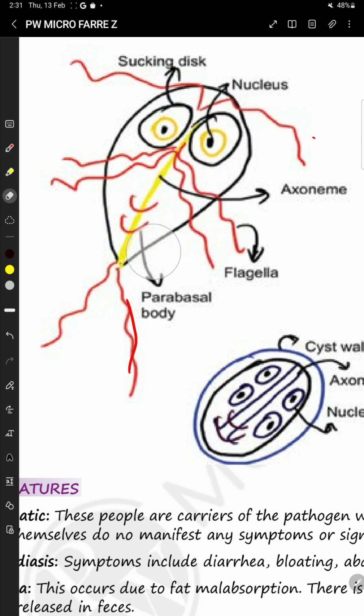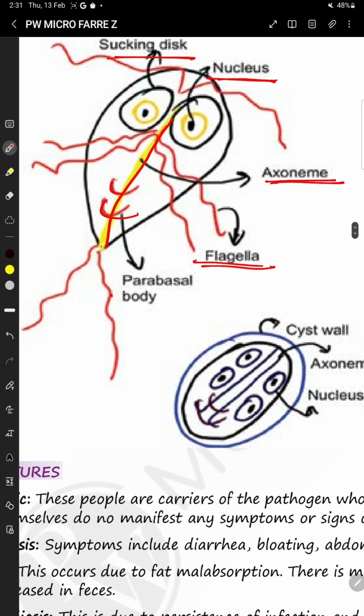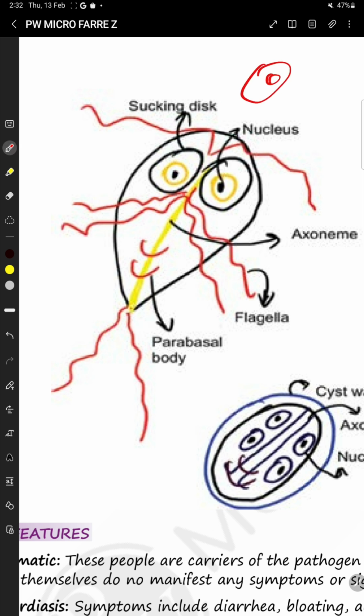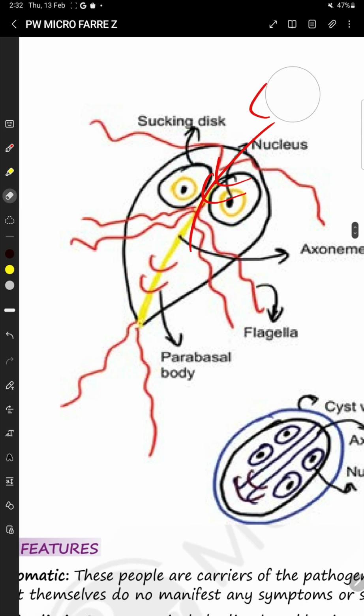It has nucleus and sucking disc. Okay. This is the sucking disc. This is the nucleus. This is the axoneme, this is the flagella, and this is the parabasal body. So trophozoites have sucking disc, then nucleus, axoneme, flagella, and parabasal body.